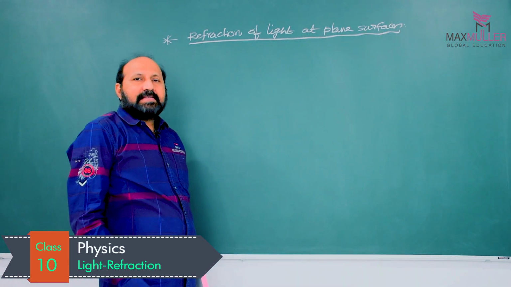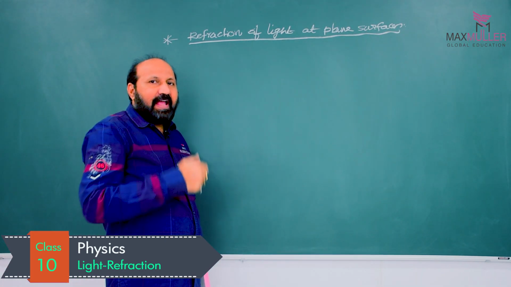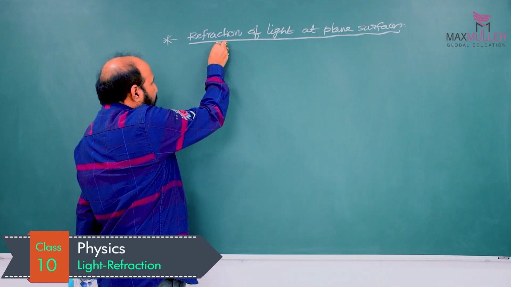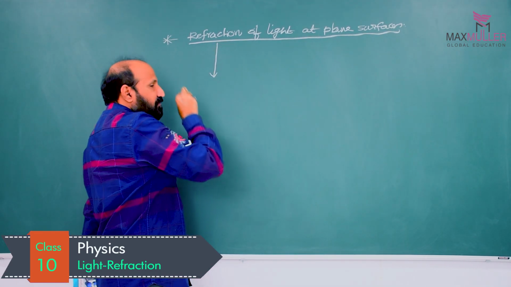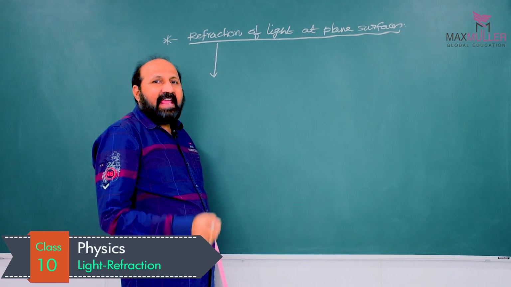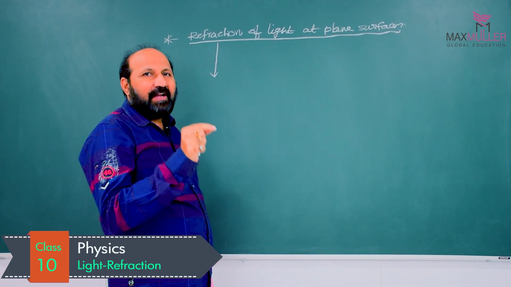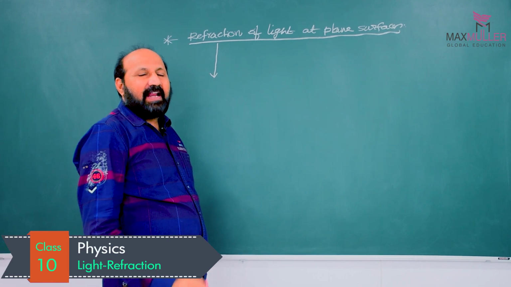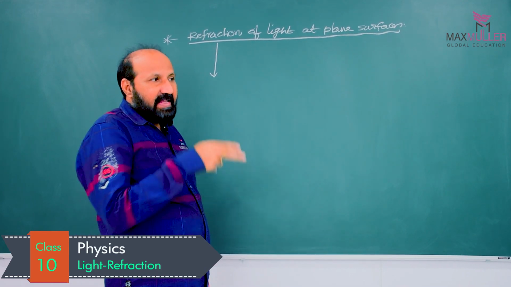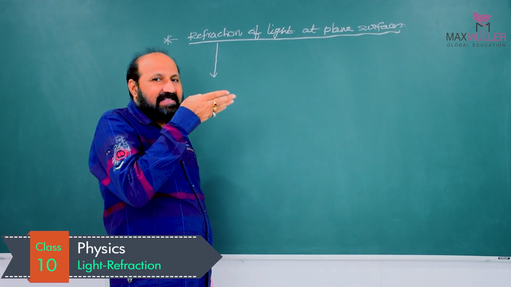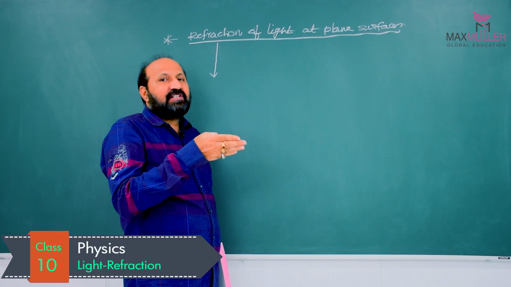Now, let us see what is refraction of light. Refraction of light means when a light ray travels from one transparent medium to another transparent medium, it bends at the surface which separates these two media.